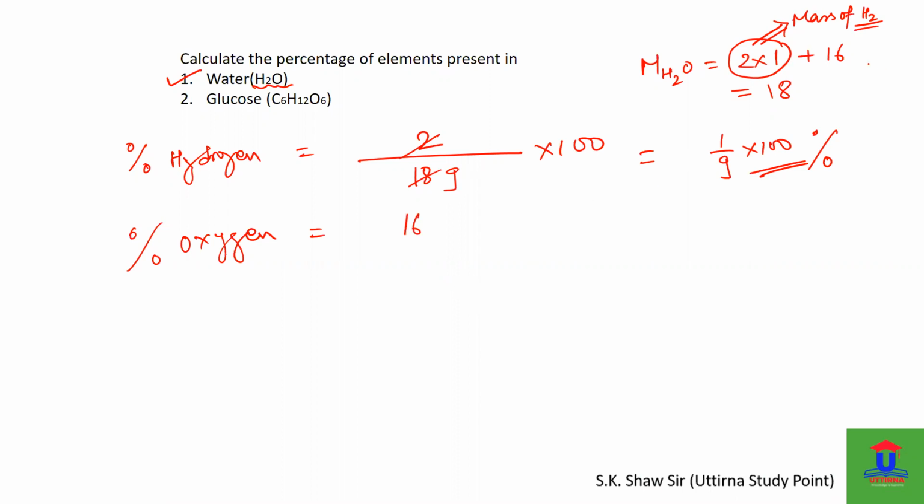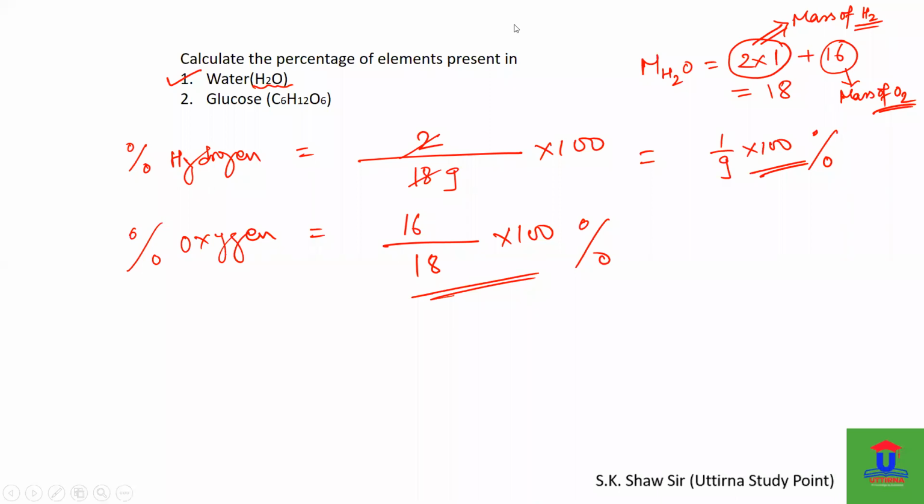Mass of oxygen, look, it is 16. The mass of oxygen available divided by the total mass, which is the molecular mass, into 100. So this is the percentage for oxygen. Is it clear? 88.96%. Okay, that's about the calculation.